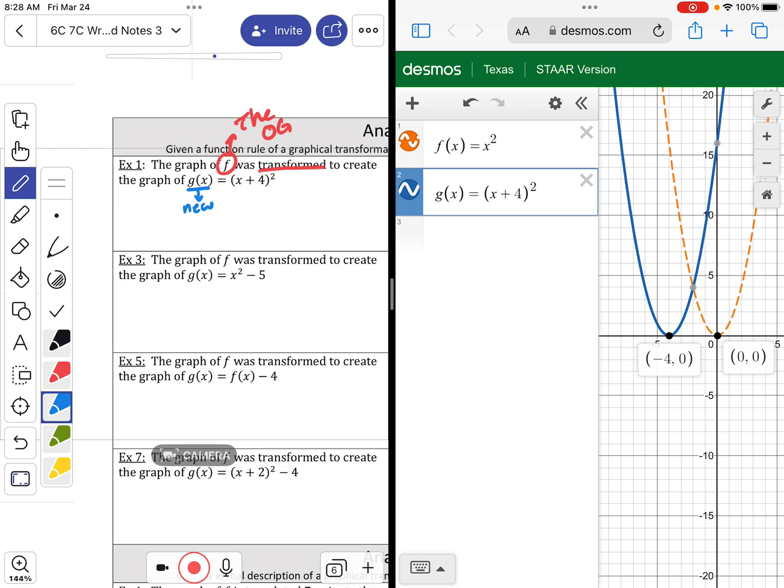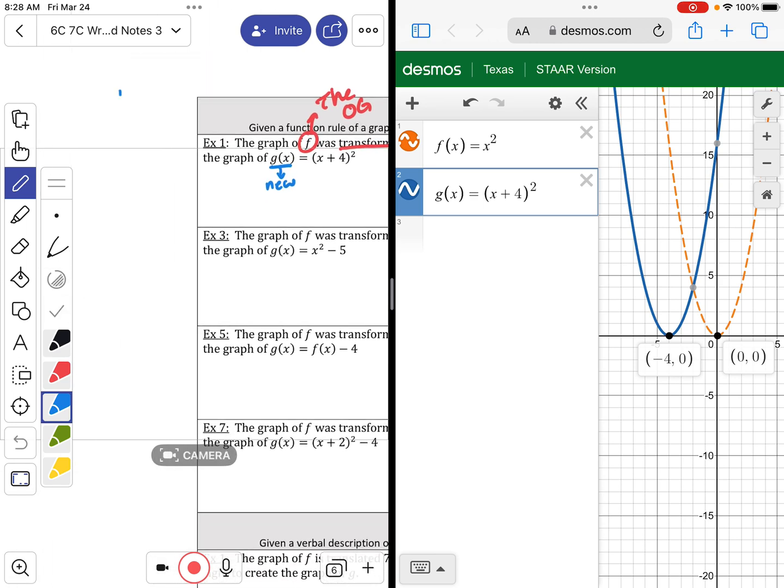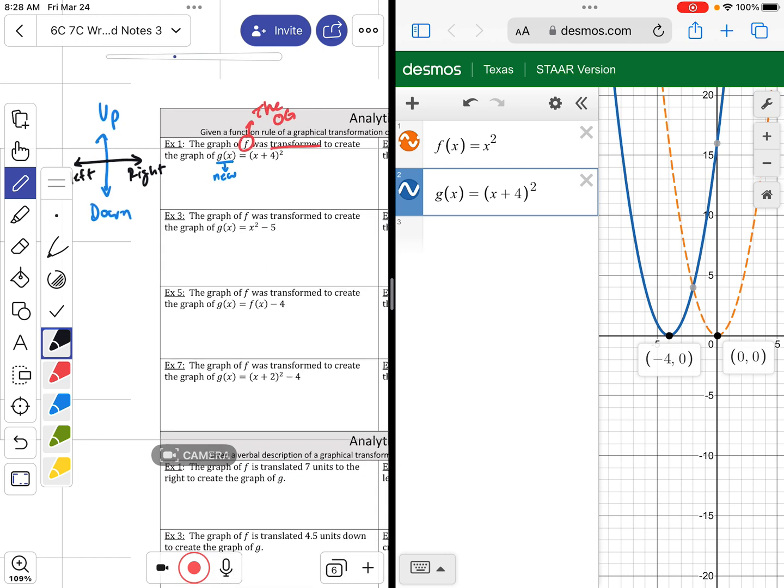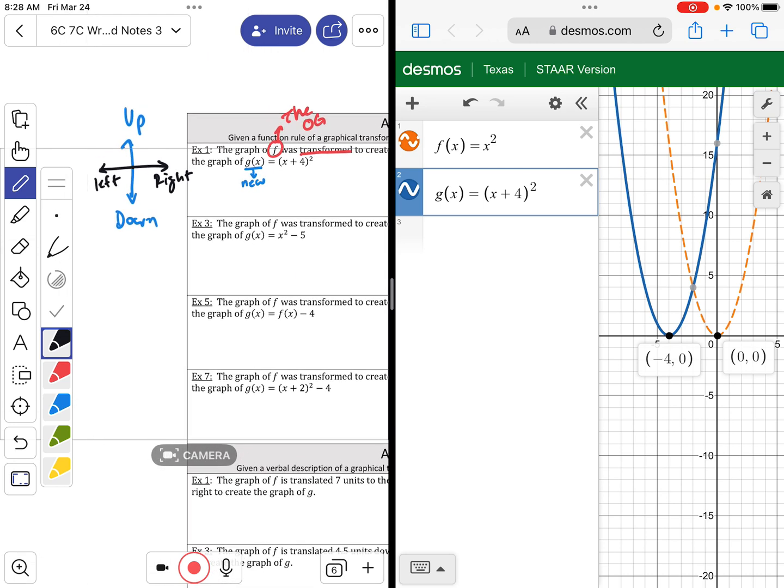So the big descriptors we're using here are up, down, left and right. So are we moving up, down, right, left, from the orange to the blue? Well, hopefully you said to the left. We're moving to the left. How many units? 4. We're moving to the left 4 units. And then that's it. We're just describing the movement.